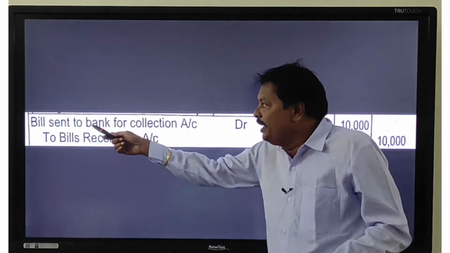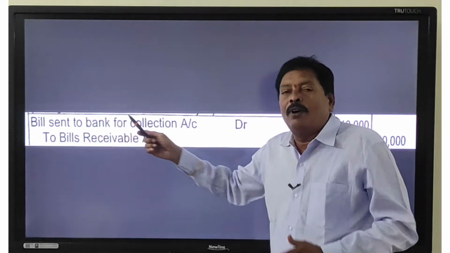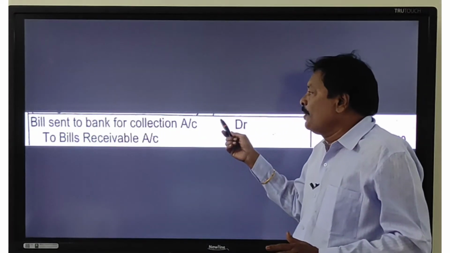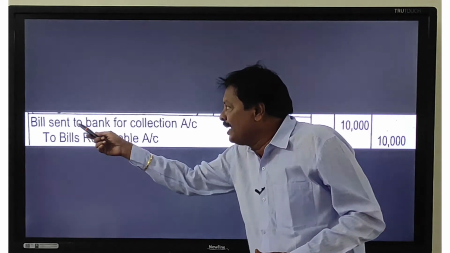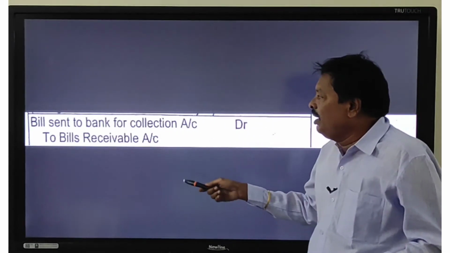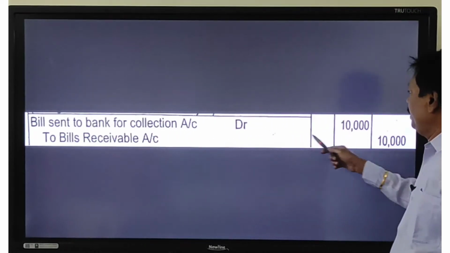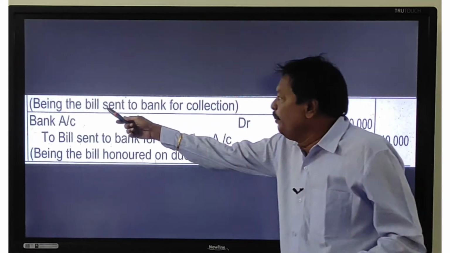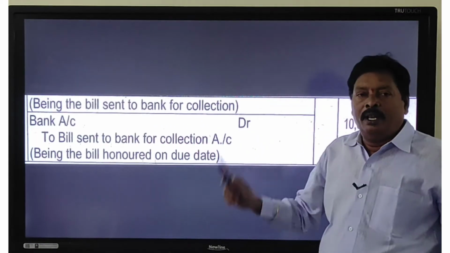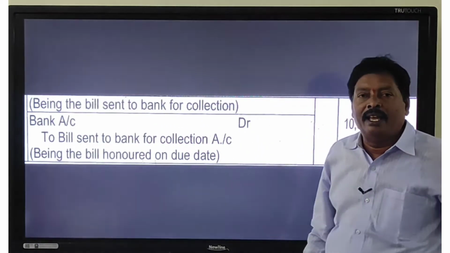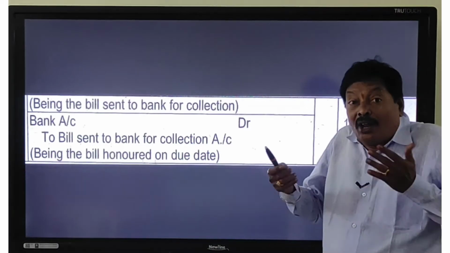So, the final entry is bill sent to bank. For what purpose? For collection purpose. That's why we have to write bills sent to bank for collection account debit to bills receivable account. Narration: being the bill sent to bank for collection. And the final stage is the bill is honored.